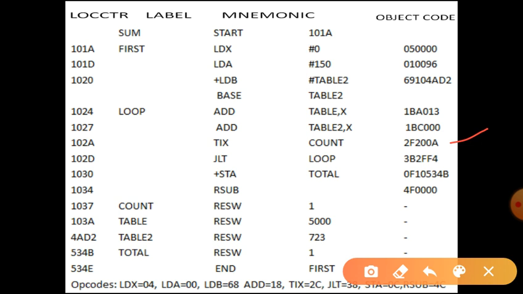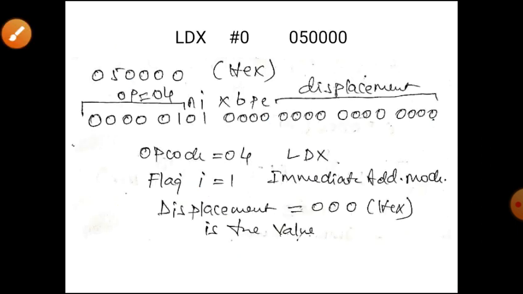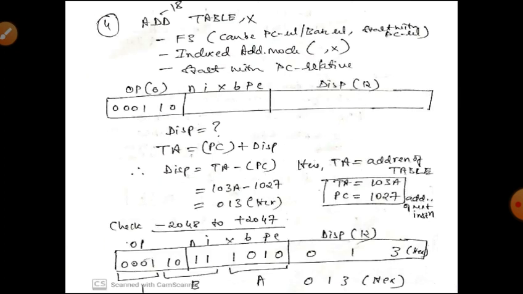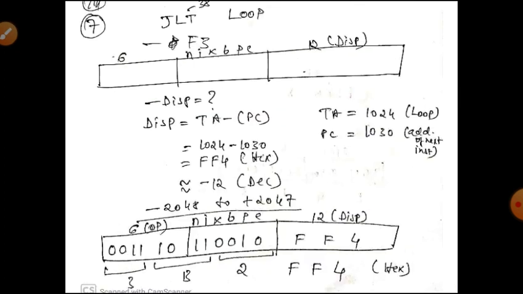Next, you convert similarly for JLT, similarly for plus STA RSP. I have that slide. You go through that by pausing. Yeah, this is JLT loop, you observe. Then you can pause and check it. If you have any doubt, you can clarify.